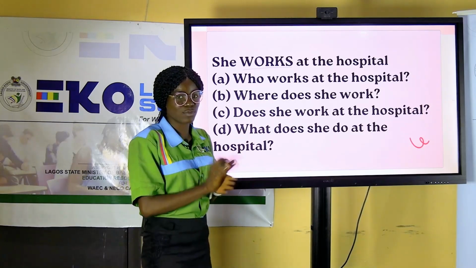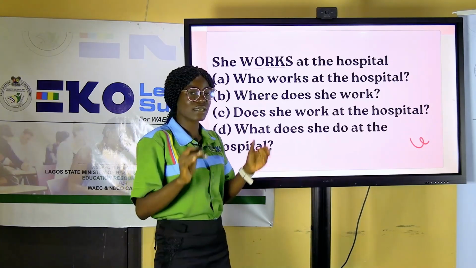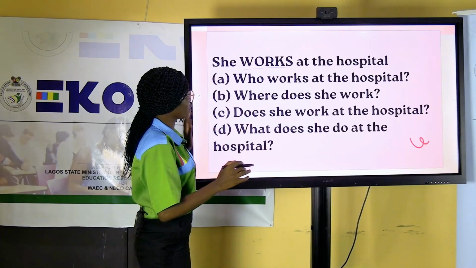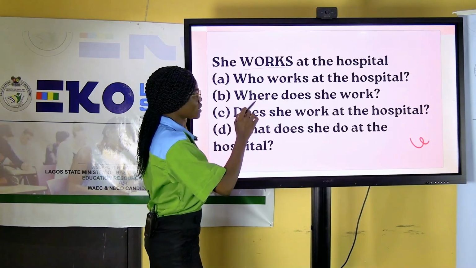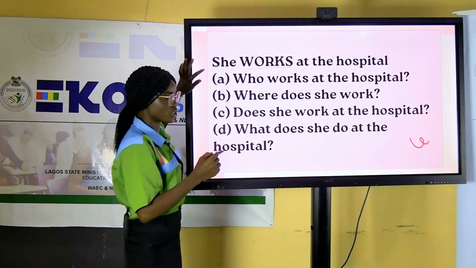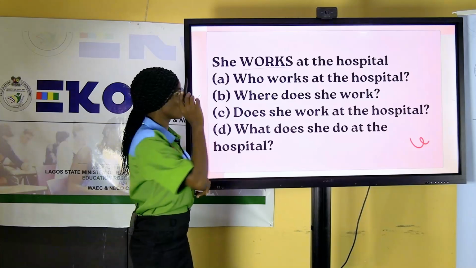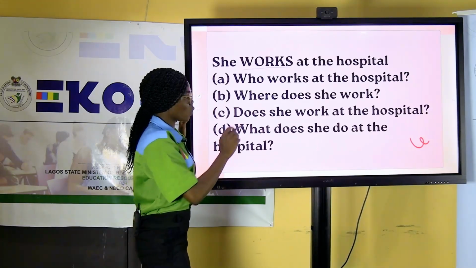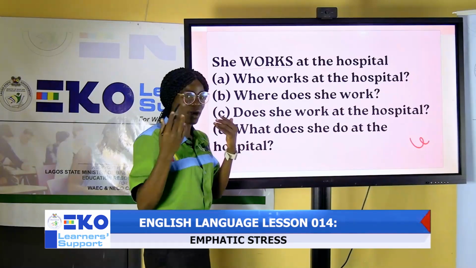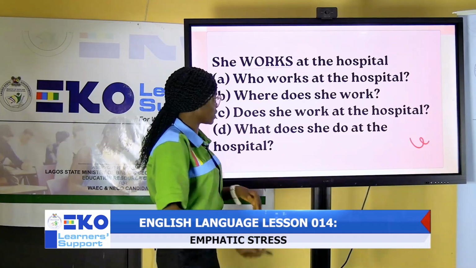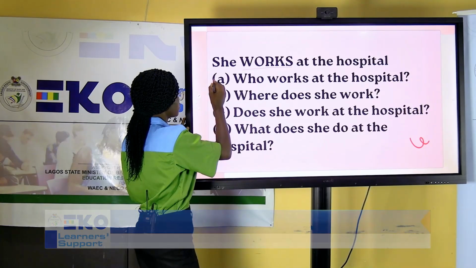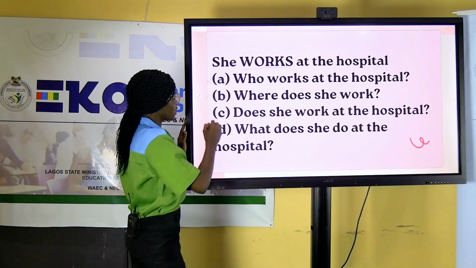If you can't get the response, or whatever response you get doesn't answer the question, that means it is not correct. So look at it, pay attention. Who works at the hospital? You will say she, which means it's wrong because the emphasis is not on she. Rather, the emphasis is on works. Look at the second one. Where does she work? Your answer, of course, will be hospital. And that is not where we have the emphatic stress. That means it's also incorrect.